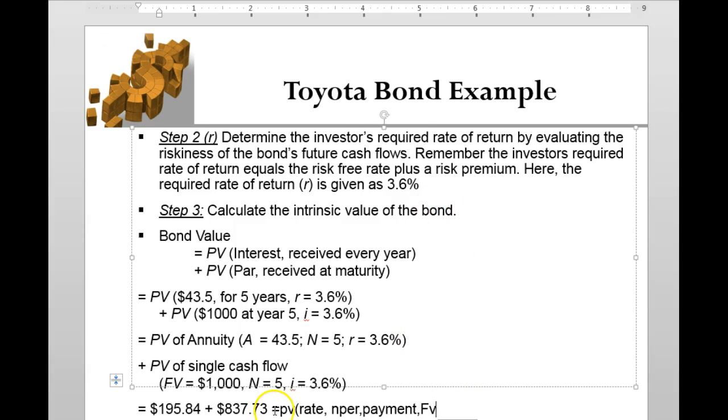So in this situation, the function, the rate would be 3.6, the periods would be 5, the payment would be the $43.50, and the future value would be that $1,000. And this function would do all of the calculations for you and add these two together to give you the present value. So you could do it by hand, or you can use Excel. I have everything set up in Excel for you.